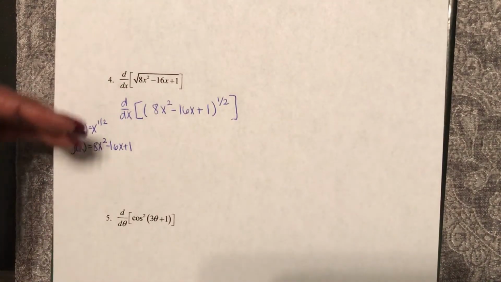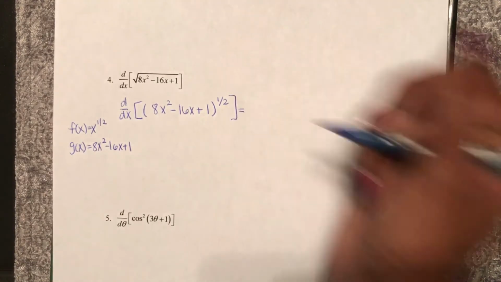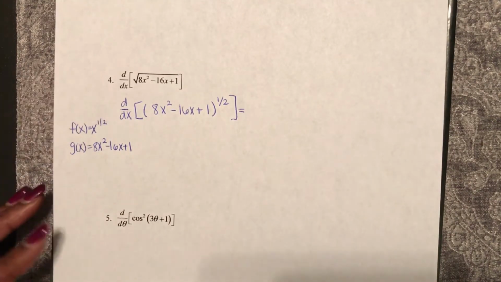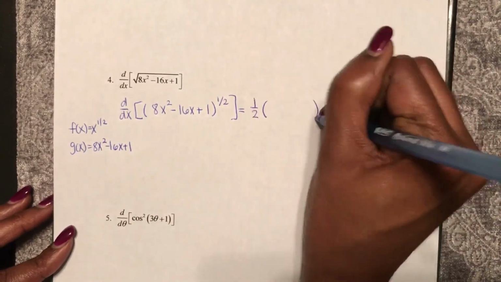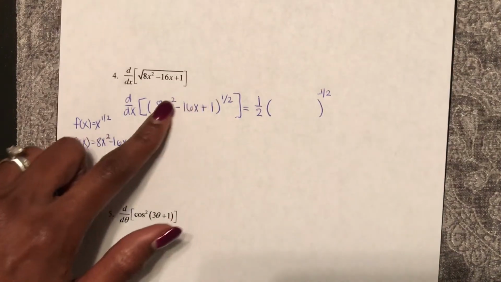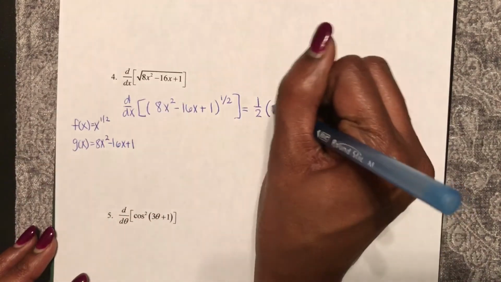So now that I know my outer function and my inner function, I can do the chain rule. Well, what's the derivative of this outer power rule function? It would be 1/2 times whatever it is to the negative 1/2 power. But what was inside of that function is this trinomial.